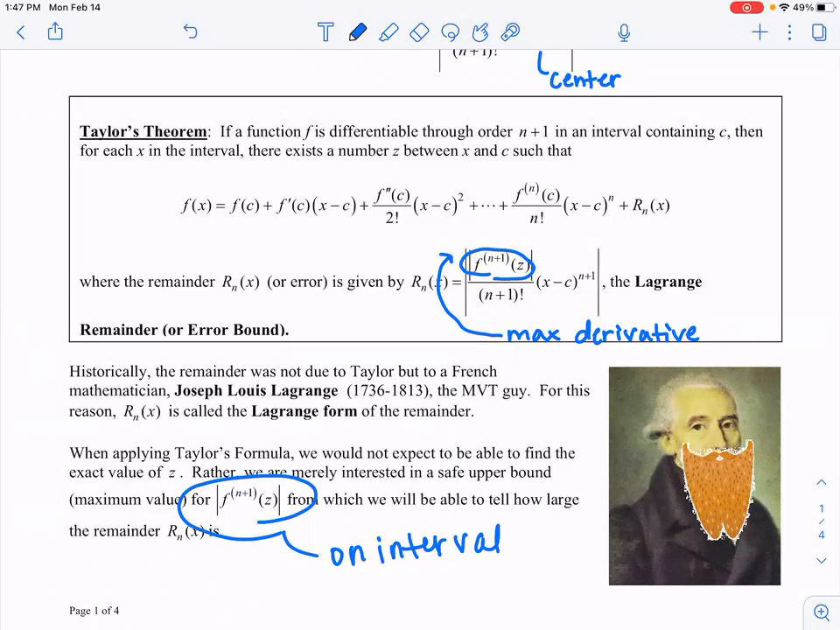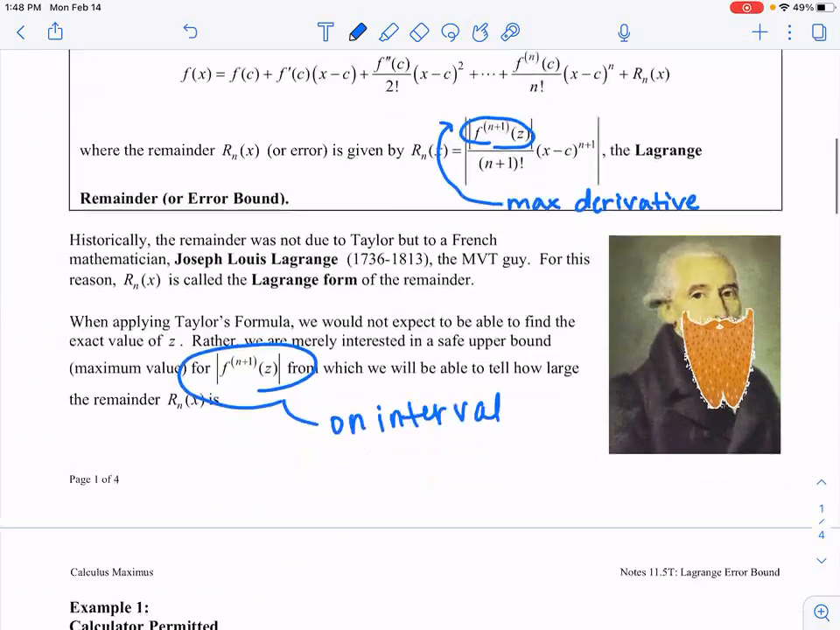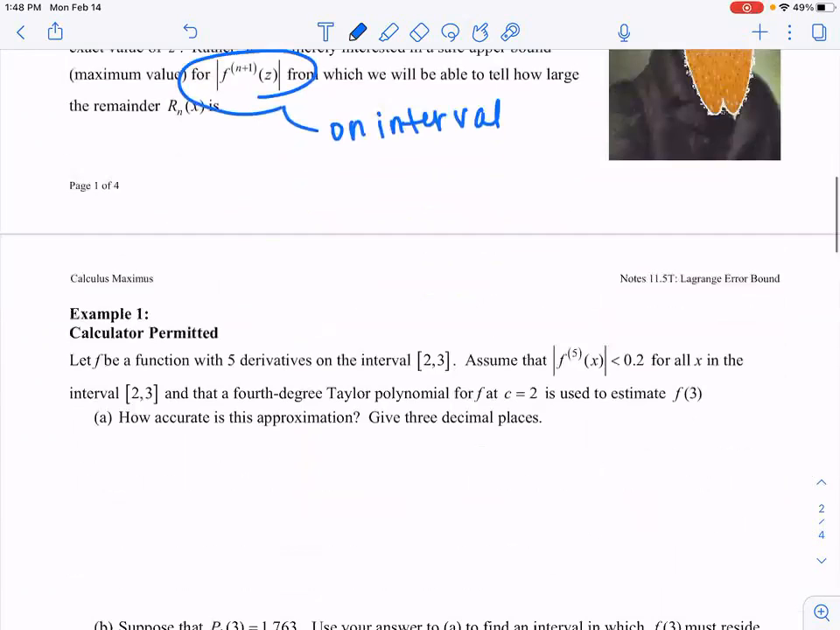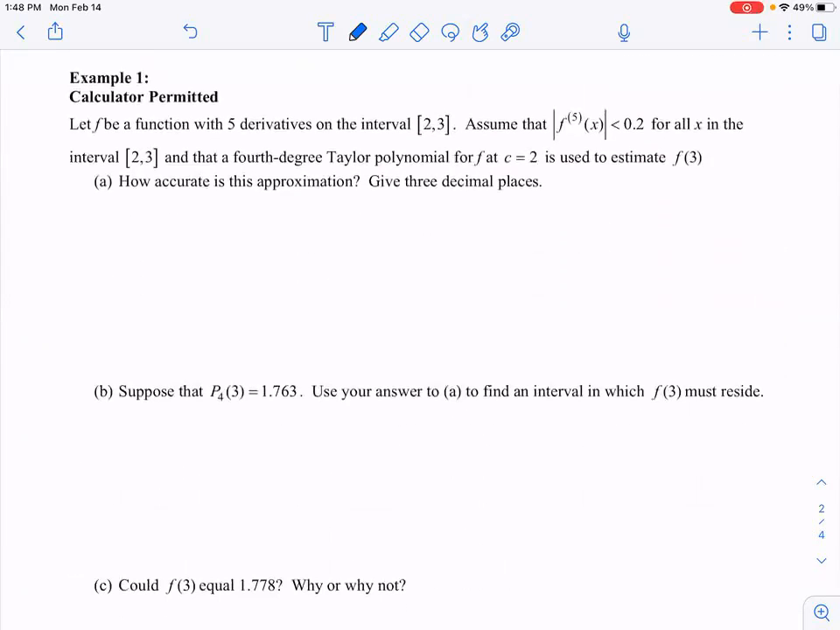But just like the alternating series error, our Lagrange error bound is going to be the next unused term. We just have to think about our max n+1 derivative. Okay. I like chew on my pencil when you guys like this. It tastes good. All right, so let's go to example number 1.